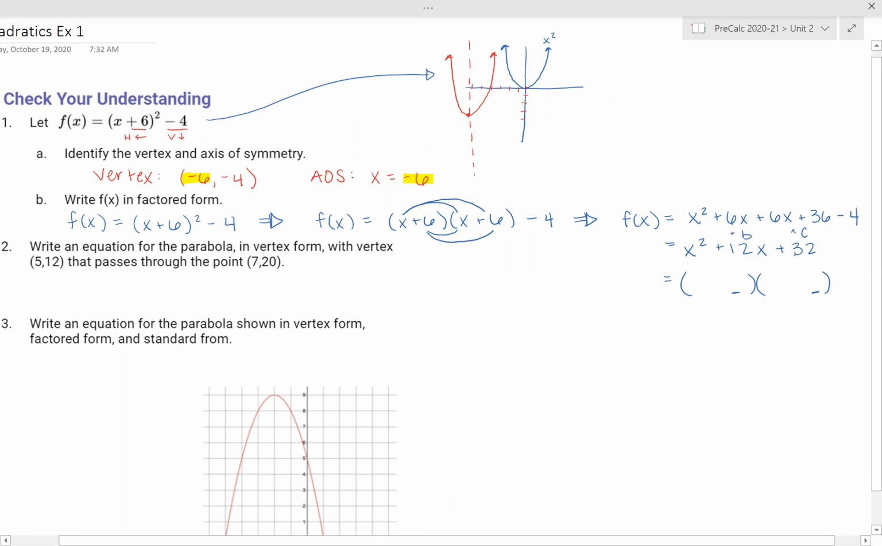So I could find factors of 32: 1 and 32, they don't add to 12. 2 and 16, they don't add to 12. 8 and 4, they do add to 12. Positive 8 and positive 4 multiply to positive 32 and add to positive 12. So I have (x plus 4) times (x plus 8), and that would be my function in factored form.